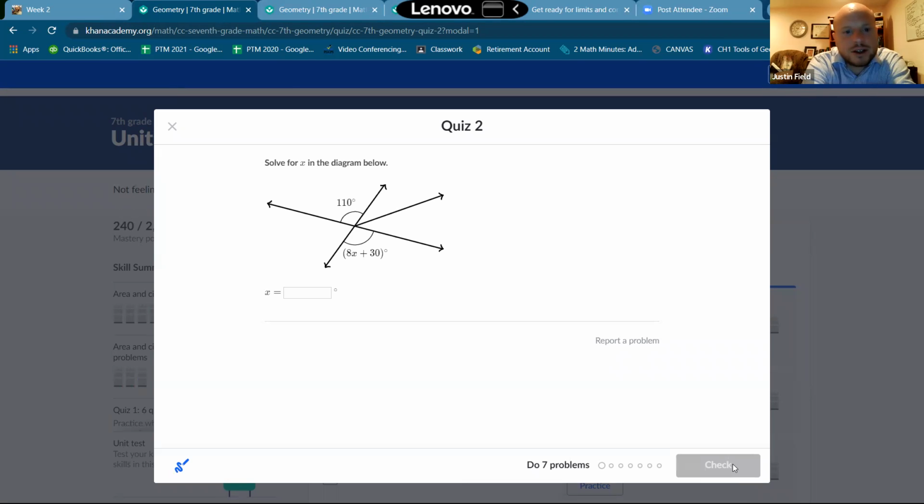Okay, so that's about circles. Now let's talk about angles here. We have 2 types of angles that you must know. The linear pair.